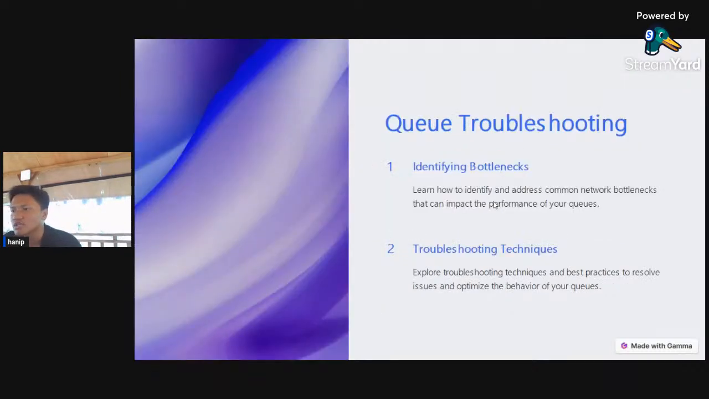So how to troubleshoot a queue? The first is identifying bottlenecks: learn how to identify and address common network bottlenecks that can impact the performance of your queues. And the second is troubleshooting techniques: we will explore troubleshooting techniques and best practices to resolve issues and optimize the behavior of your queues.